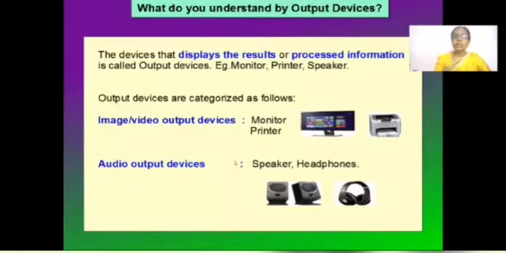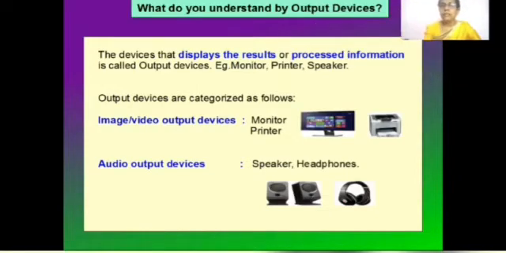What do you understand by output device? As I said, the device that displays the results or processed information is called an output device. Some of the examples of output devices are the monitor, printer, and speaker.